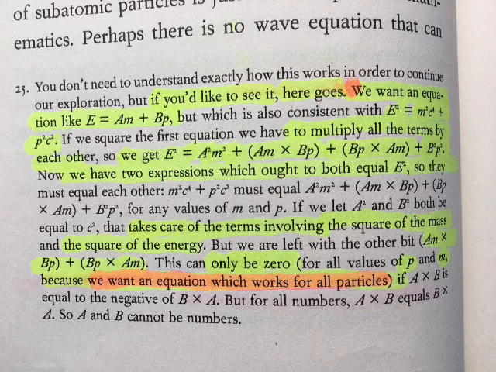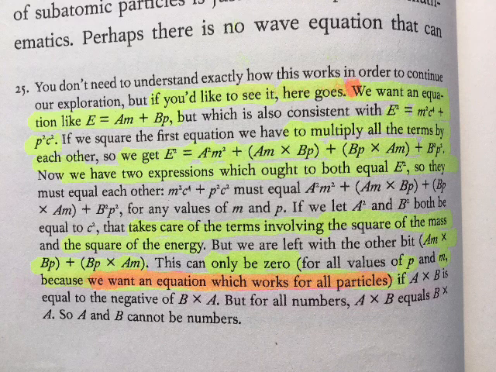If we square the first equation, we have to multiply all the terms by each other, so we get E squared equals A squared times M squared plus (AM times BP) plus (BP times AM) plus B squared P squared. Now we have two expressions which ought to both equal E squared, so they must equal each other.